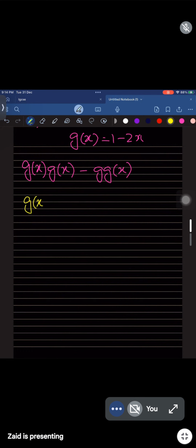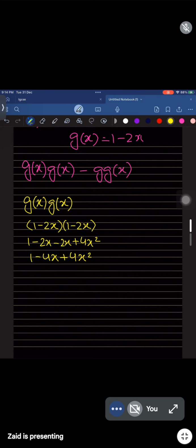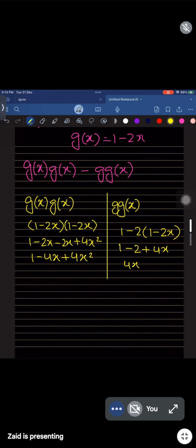So gx into gx, we are multiplying. Separately is better. So that will be multiplication. First with first, first with second, second with first, second with second. So that gives you 4x squared. The first one is just gx squared, and the second one is a composite function, like a regular composite function. Exactly. So this one is going to be 1 minus 2 and then 1 minus 2x. In place of x, you put the whole value of gx again. So 1 minus 2, and minus minus plus 2, to the 4x. So that is going to be 4x minus 1.